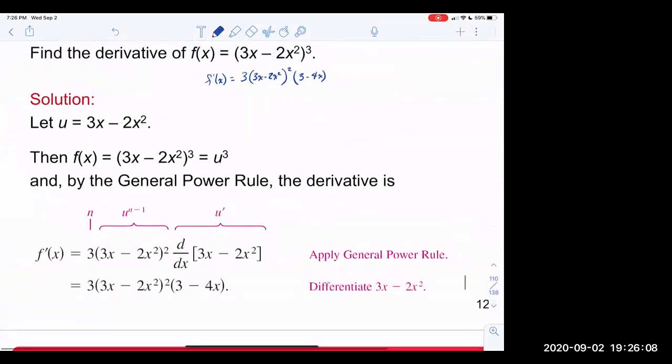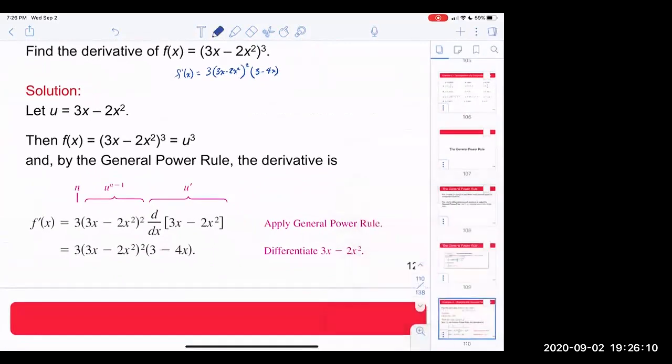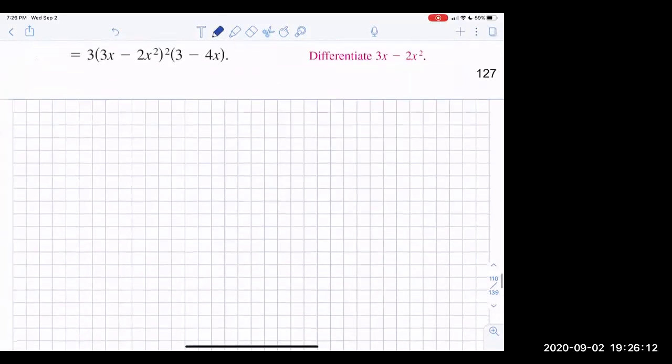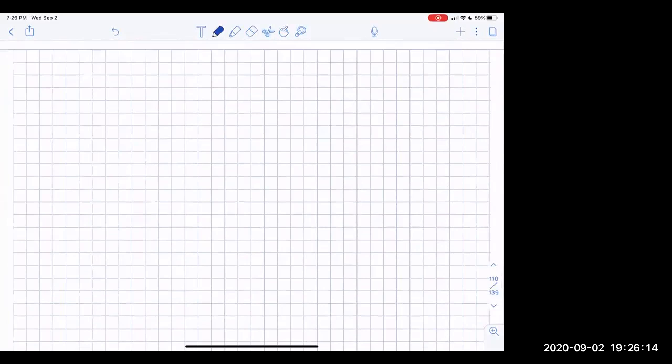Okay. I think it's important to do more of these. So we'll do number 7. Actually, we'll do number 5. And that is f of x equals the cubed root of x squared minus 1 squared, and we want to find the derivative of that. So how do I rewrite this without a cube root?